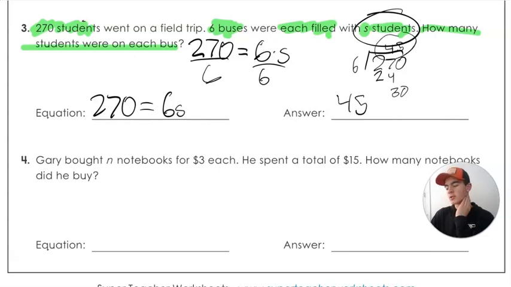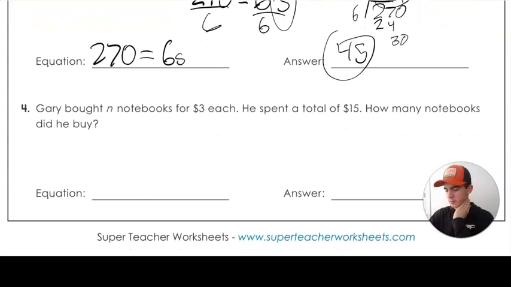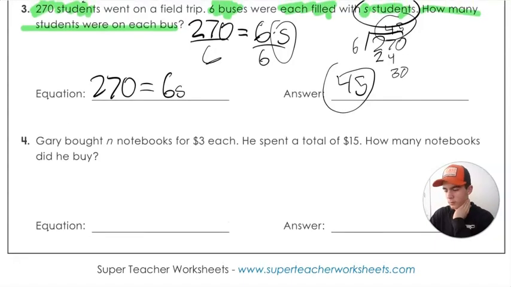And if we want to double check that, we'll replace S with 45. And 6 times 45 is 270. So we know we got that one right. Let's go to number 4.